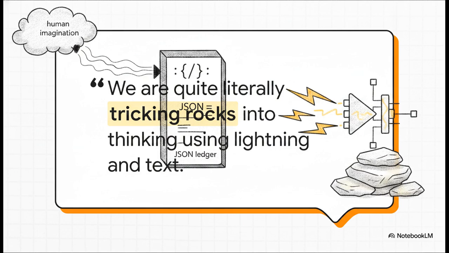I want to take a second to just elevate this technical breakdown into a truly profound philosophical takeaway. This entire process is often referred to as crossing the semiotic bridge. We're mapping the fuzzy, associative intent of human imagination, translating it through the rigid, deterministic text of a JSON ledger, and firing physical electrical logic gates. As the quote perfectly puts it, we are quite literally tricking rocks into thinking using lightning and text. I mean, it is the ultimate translation of abstract human will into concrete physical reality.